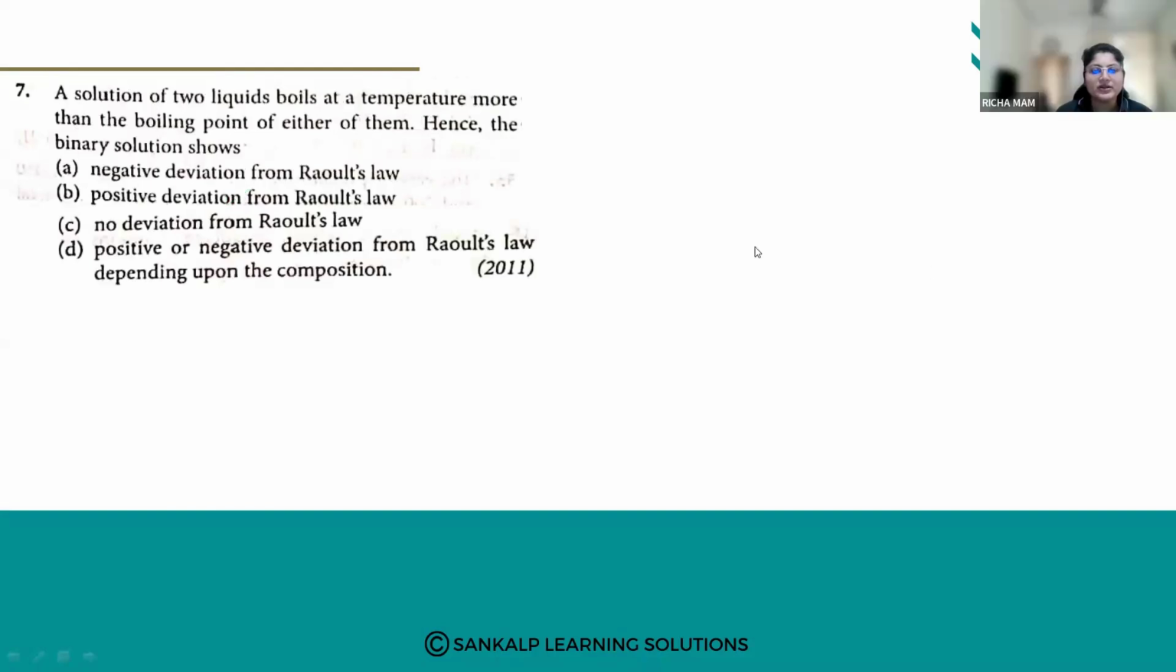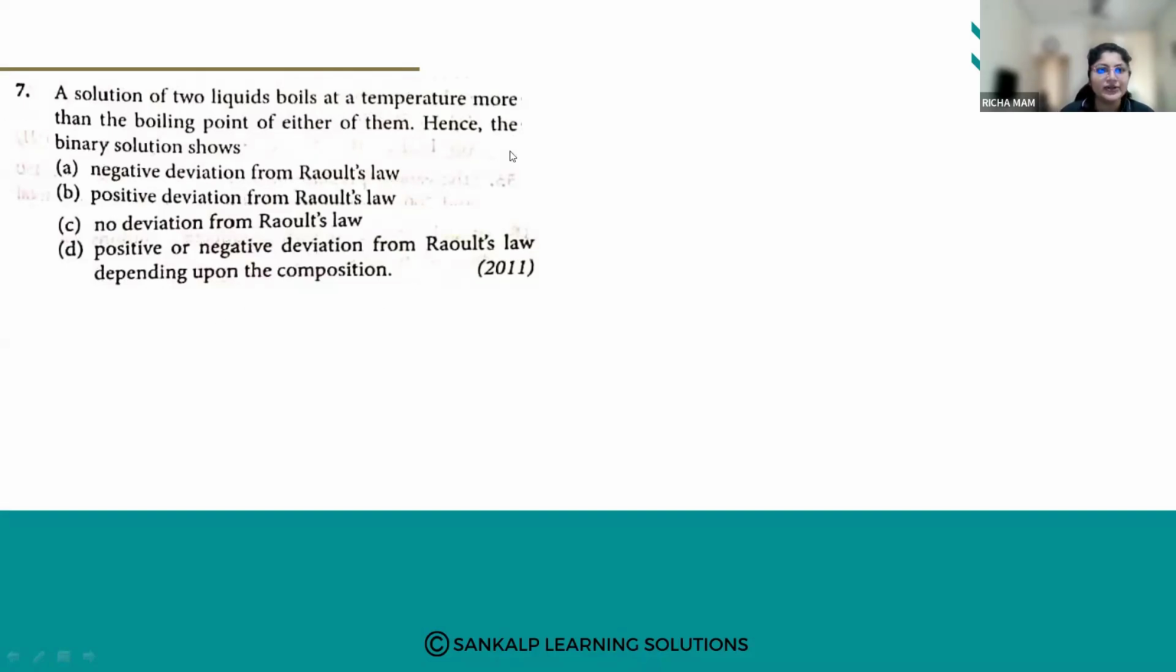A solution of a theory question. A solution of two liquids boils at a temperature more than the boiling point of either of them. Hence, the binary solution shows: A. Negative deviation from Raoult's law. B. Positive deviation from Raoult's law. C. No deviation from Raoult's law. D. Positive or negative deviation from Raoult's law, depending upon the composition.